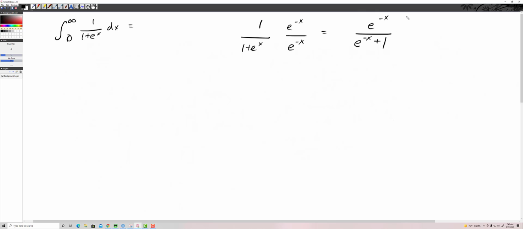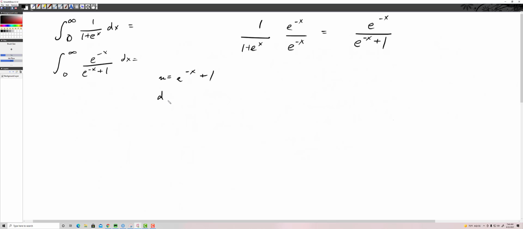Now look at this for a second. What do I see here? I see a form on the bottom, and something really close to its derivative up here. All I did was multiply both sides by e to the minus x. So we're going to rewrite this as e to the minus x over e to the minus x plus 1 dx. Now I'm going to try a u substitution, where u is e to the minus x plus 1.